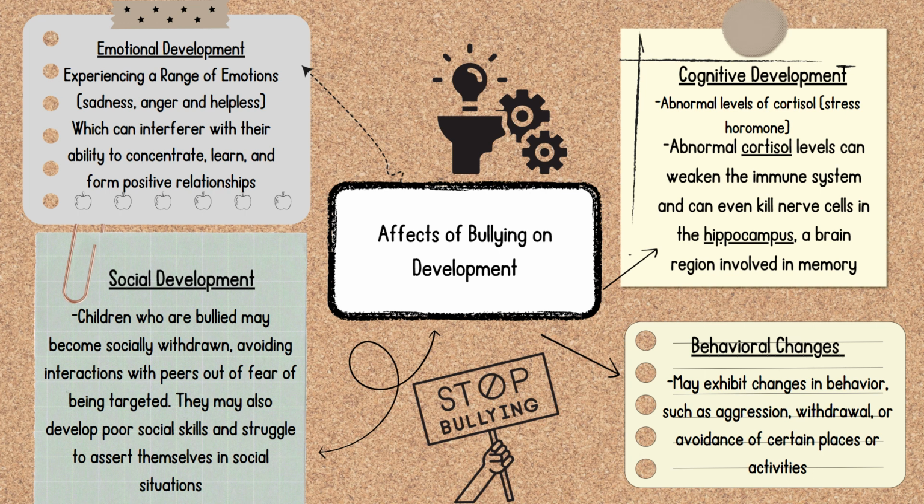Lastly, behavioral development. A child that is being bullied may behave differently from prior to being bullied. They may become more aggressive. That's our brain naturally responding to a threat, as is withdrawal. Another way our brain responds to a threat is fight, flight, or freeze. And the child may avoid places or activities out of fear of being targeted again.